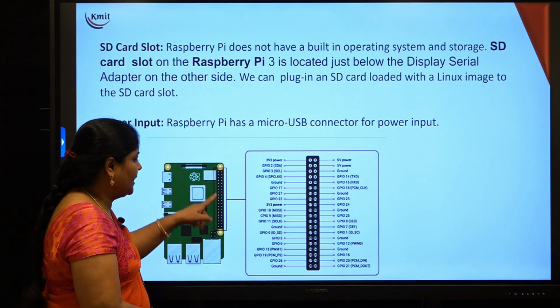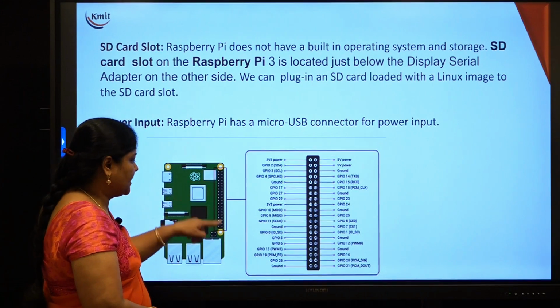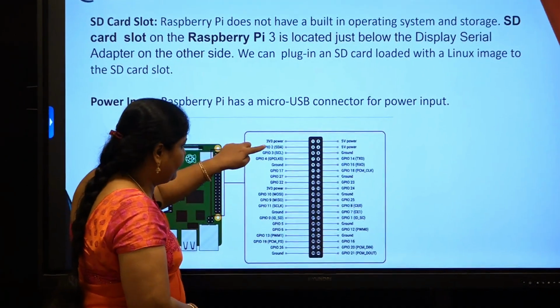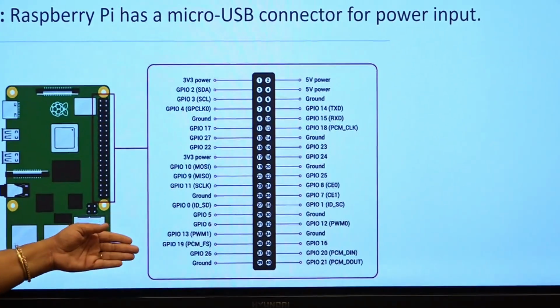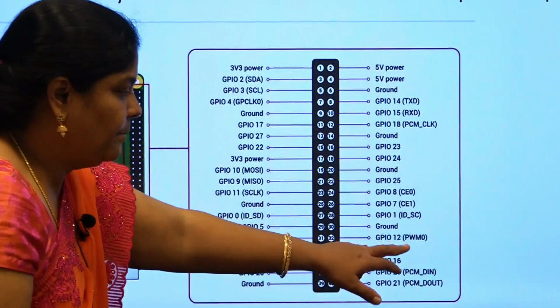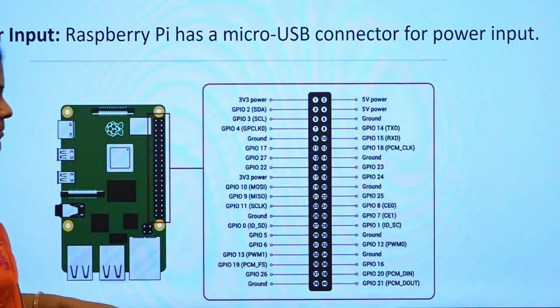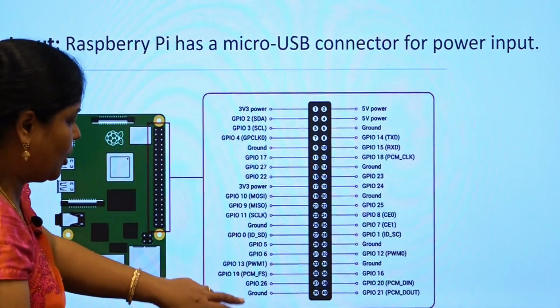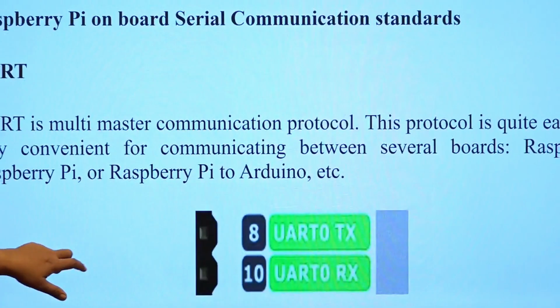So the 40 GPIO pins, the diagram is expanded here. These are the 40 GPIO pins where you have different types of pins. You have ground pins, you have serial connection pins like SPI, I2C pins, and you have PWM pins. PWM, you have seen, is pulse width modulation. So clock pins, ground pins, all together you have 40 pins.